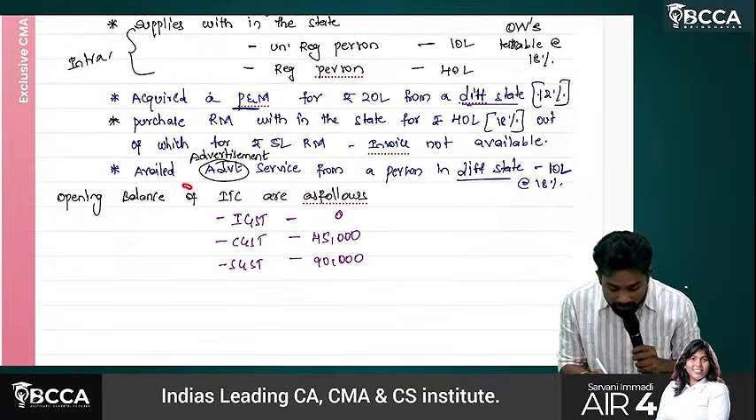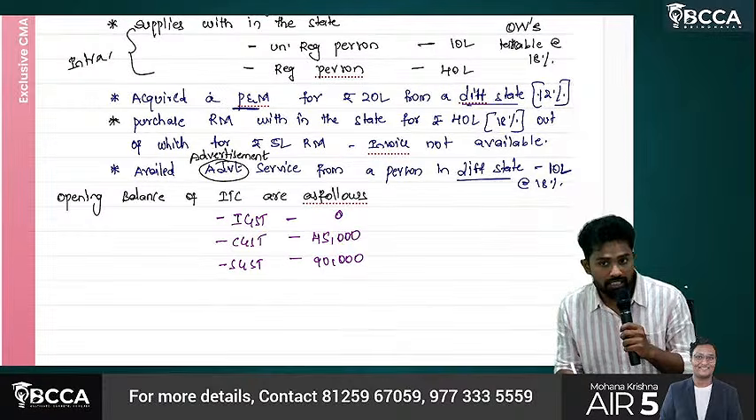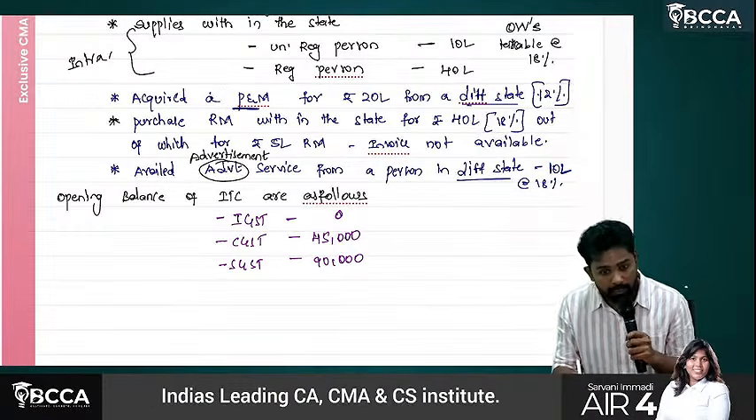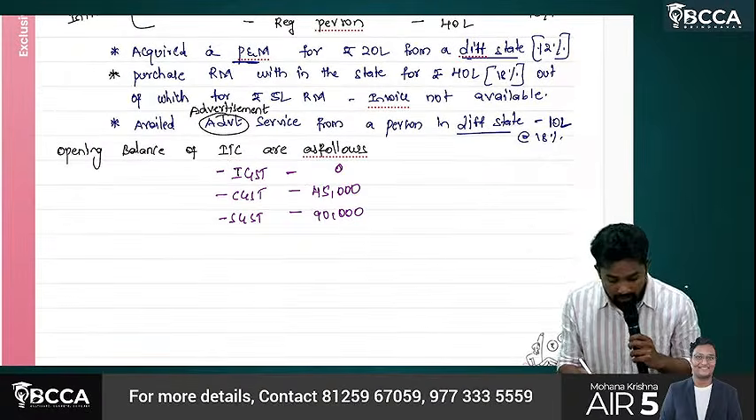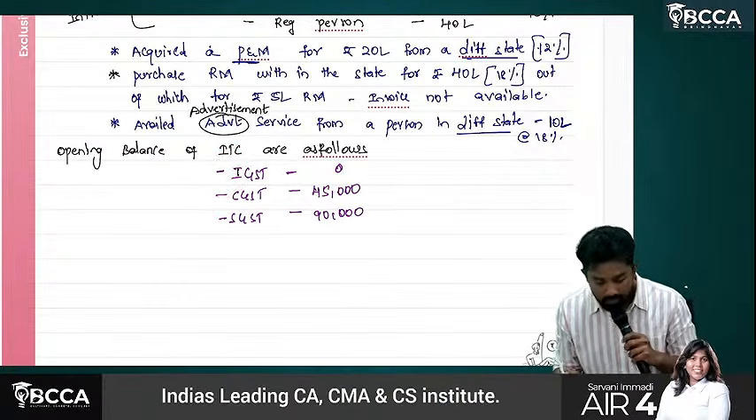Then they availed advertisement service from a person in a different state. What? IGST credit. Interstate, so IGST credit. How much? 10 lakhs at a rate of 18%. And here we have what? Even opening balances of ITC are available. IGST 0, CGST 45,000, SGST 90,000.